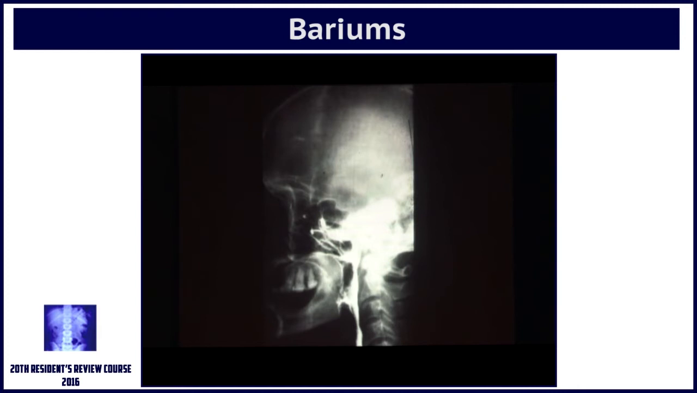Now normally when the patient swallows, this is the soft palate. Look at the anatomy carefully. This is the soft palate, and when the patient is swallowing, the soft palate is supposed to rise up against the posterior pharyngeal wall and act like a trapdoor and prevent barium from the oropharynx from going up into the nasopharynx. That's the nasopharynx there.